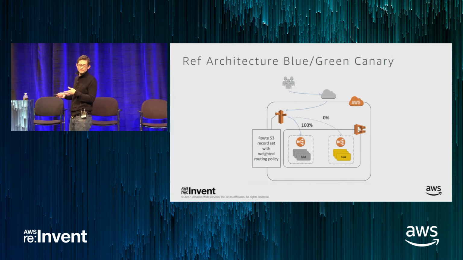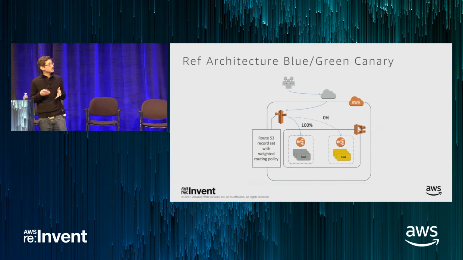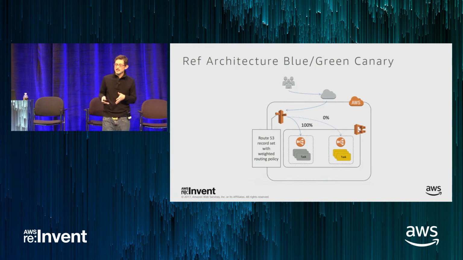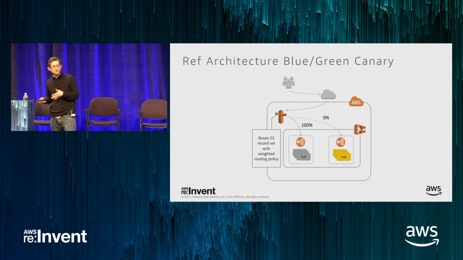In this reference architecture here, we leverage Route 53 weights to adjust the traffic flow from one ECS service to another. We start by deploying the green service alongside the blue service, each behind its own application load balancer. And then we use Step Functions to gradually transition the traffic from the blue ALB to the green ALB. If the step function detects an issue, it'll automatically roll back to its original configuration.